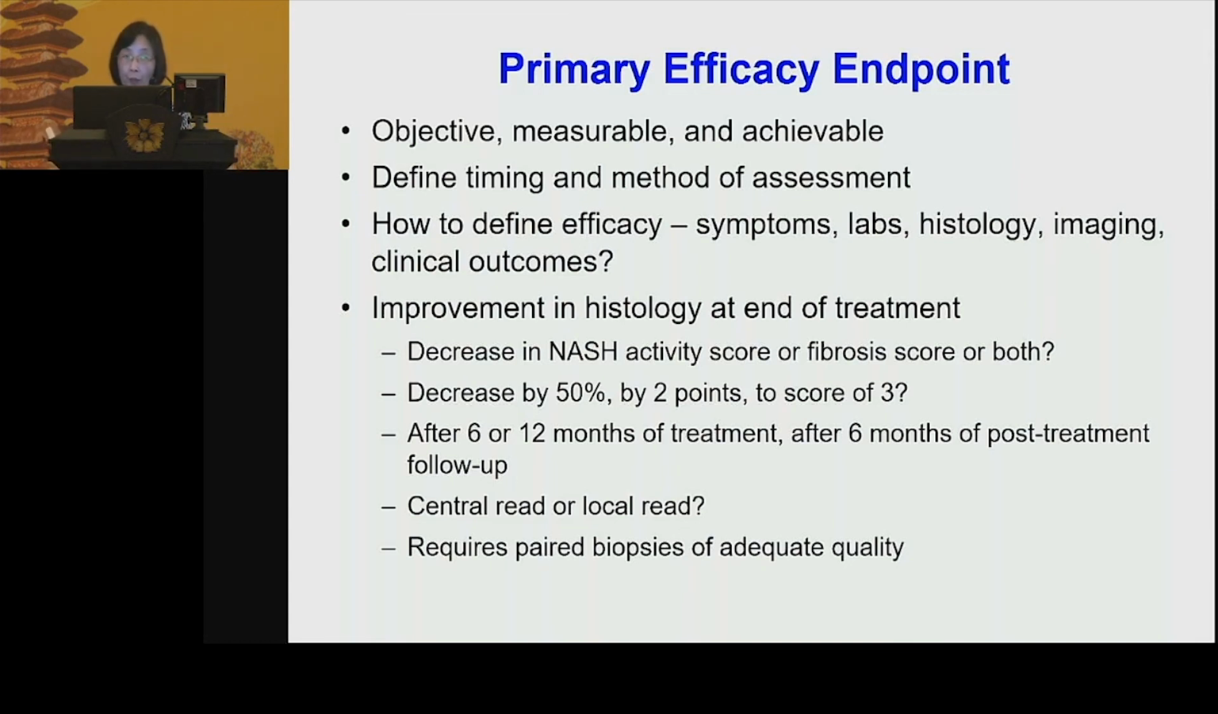Whenever you use histology, there is another complicating factor. If your patient agreed to be in a study and then refused to get a second biopsy, then you cannot assess the primary outcome. So that's the tricky part of using histology. And you also need to have adequate size biopsy and slides that your pathologists say will be of quality for a read before you can use that to assess your primary outcome.